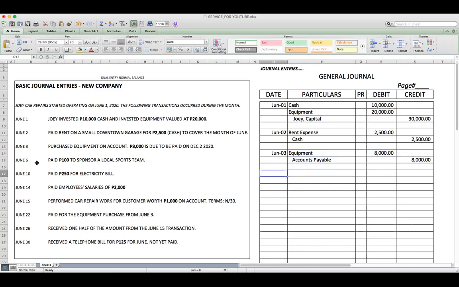Okay? So, for June 6 naman, paid 100 pesos to sponsor a local sports team. Ano ibig sabihin nun? Meron daw tayong binayaran on June 6 na isang uri ng sponsorship. Ang sponsorship, guys, ano yan? Since ito ay about a local sports team, more or less it is a promotional type of expense. So this one is a promotional expense or marketing expense. Pwede ring advertising expense. Okay? So, since we paid, so ang ating credit ay cash.